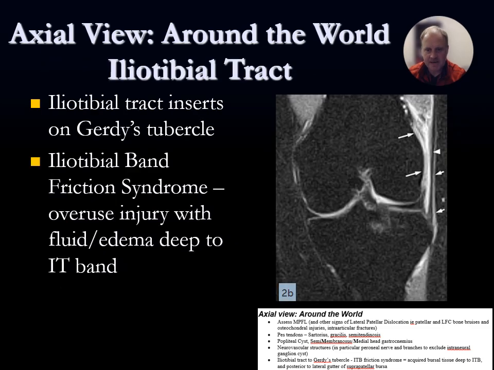The iliotibial tract, here's a nice image showing it on coronal. There is this entity called iliotibial band friction syndrome, where you get friction between the iliotibial band and the adjacent lateral femoral condyle, so you get edema between those two structures. It's a little bit of a tricky area because this is near the lateral suprapatellar bursa, or basically the lateral knee joint space. So you really have to make sure that your abnormality is really focused on this area to call it iliotibial band friction syndrome.